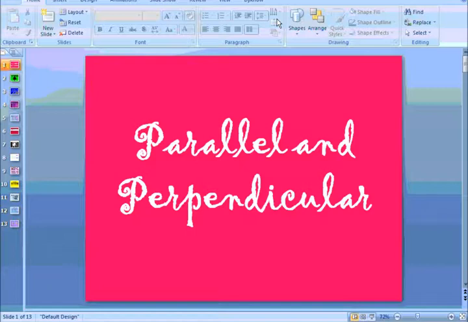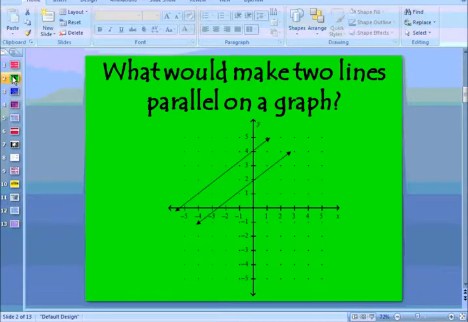This video is about parallel and perpendicular lines. When we have lines on a graph, what would make two lines parallel? By definition, the lines will never touch each other. They're running alongside each other and they'll never touch.